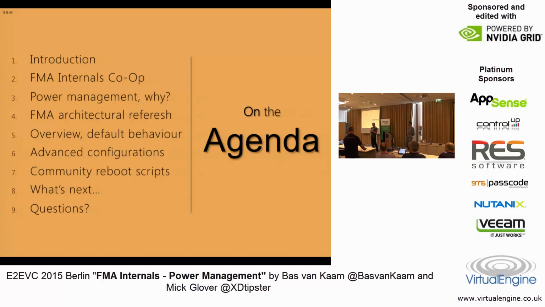We're going to do a really quick architectural refresh in terms of FMA, because we want to have a look at the service which is really responsible for looking after all the power management. That will literally only take a couple of seconds. We're not going to bore you with too much deep architecture stuff. Baz is going to run through the overview, some default behaviors based on machine and desktop types and stuff like that. We're going to look at pool values, buffer levels.